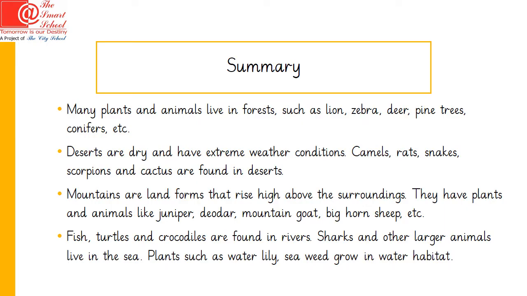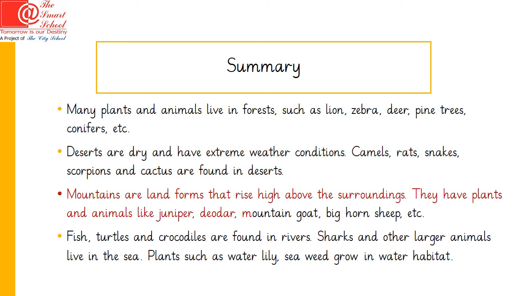Now we shall summarize what we have learned in this lesson. Many plants and animals live in forests, such as lion, zebra, deer, pine trees, and conifers. Deserts are dry and have extreme weather conditions. Camels, rats, snakes, scorpions, and cactus are found in deserts.